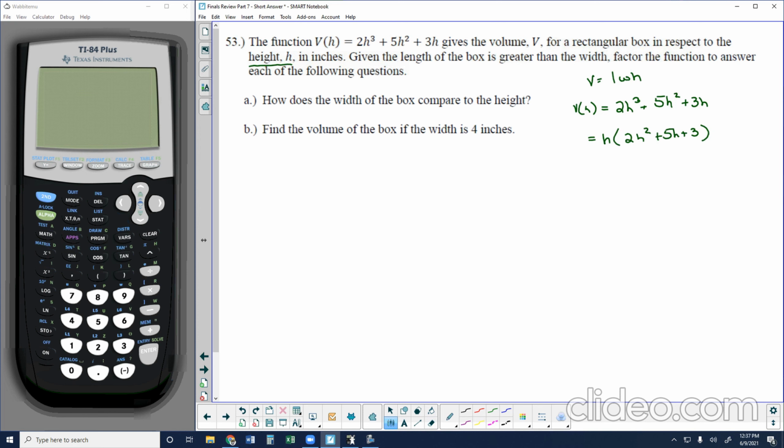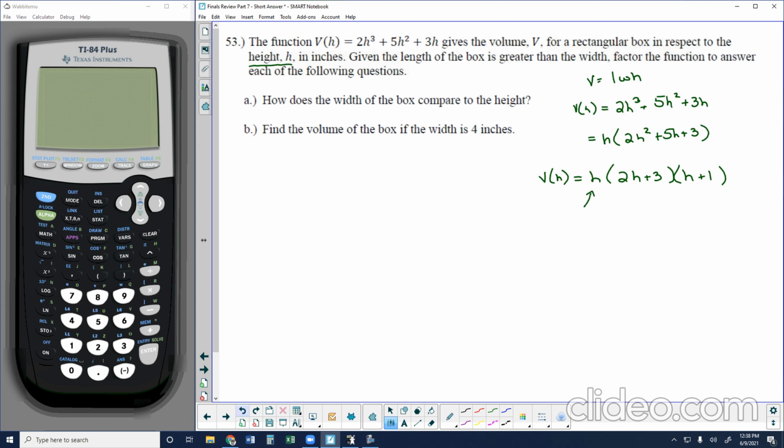And then we would like to factor this expression, which we can, by breaking the trinomial down into a binomial. The first terms are going to have to be 2h and h, which multiply together to give me 2h squared. The second terms are going to have to be factors of a positive 3, which would be 3 and 1. We want to make sure we put them in the right location, so that through distribution, the combination of those two results would give us 5h. So this is going to be the factored version of the volume equation with respect to h.